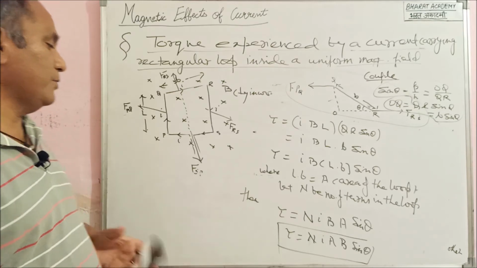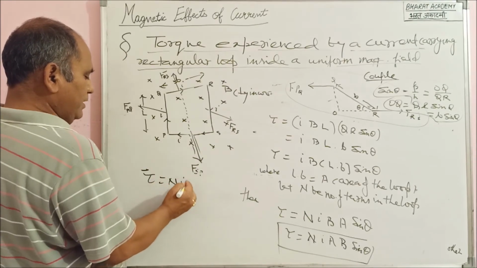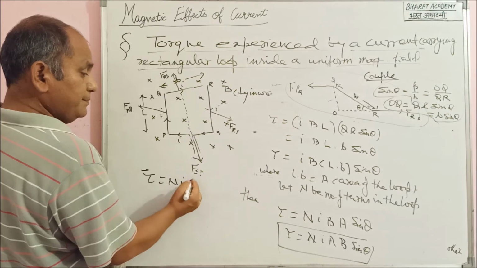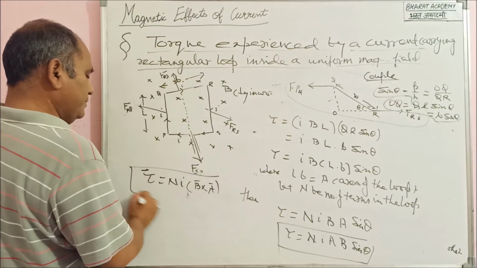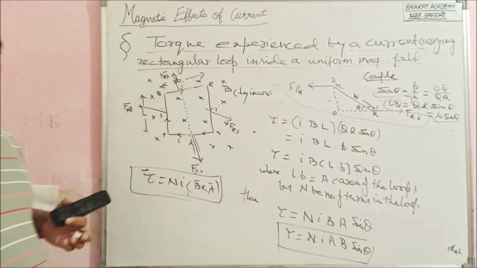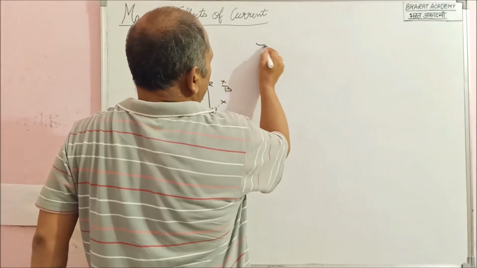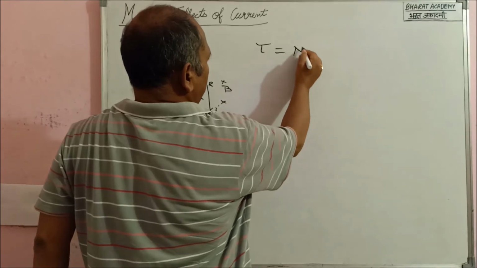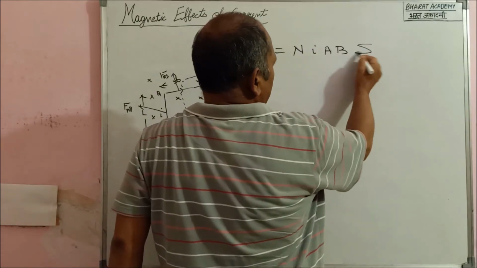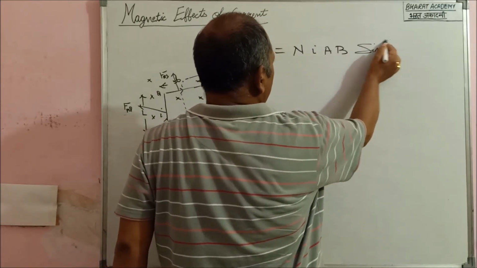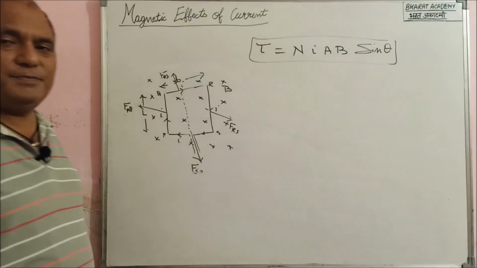Mathematically, if I want to write it down in vector form, it will be N I (A cross B), which will be the torque, right? So what we got is, when a current carrying loop is placed inside a uniform magnetic field, it experiences a torque on it, which is trying to rotate the dipole, rotate the loop inside the magnetic field, right?